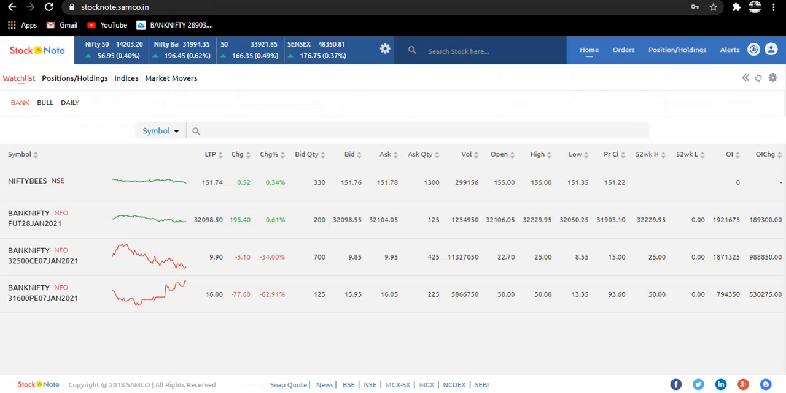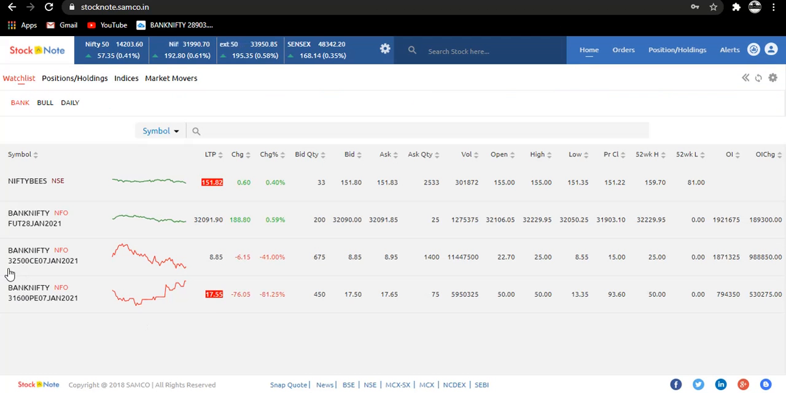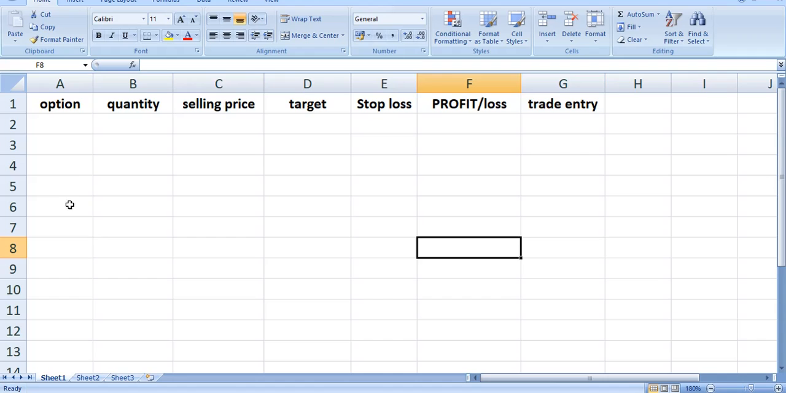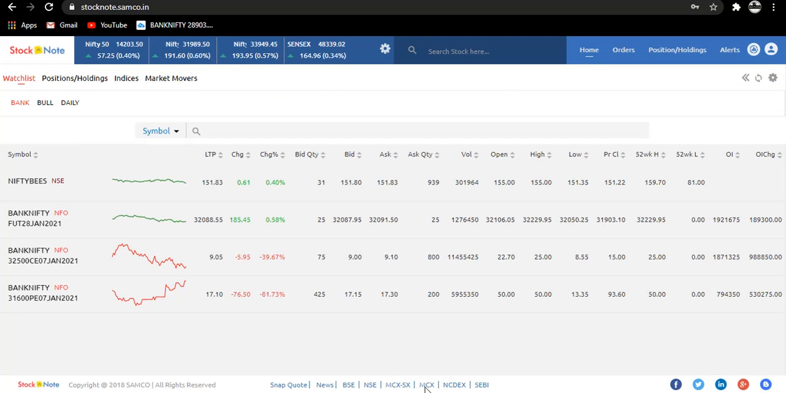Okay traders, this is the terminal where we can see the price of both of these options. One is trading at 9 rupees and the other at 16 rupees. Now we are selling both of them in our Excel sheet because we are doing paper trading. First we will sell the 32,500 call. We are selling 25 quantities at a selling price of 9 rupees.